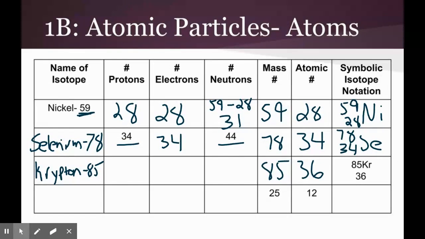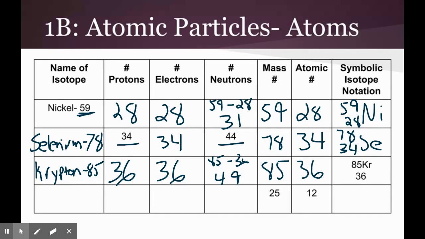So the atomic number also tells us the number of protons, which is 36. Again, this is a neutral atom, so electrons are 36. And to find the number of neutrons, we would do 85 minus 36, which gives us 49 for the number of neutrons.